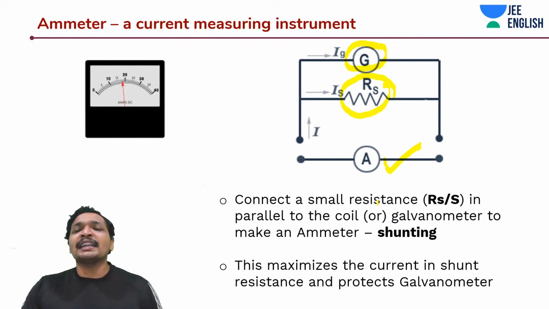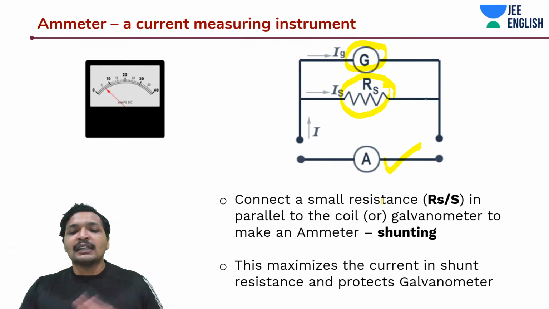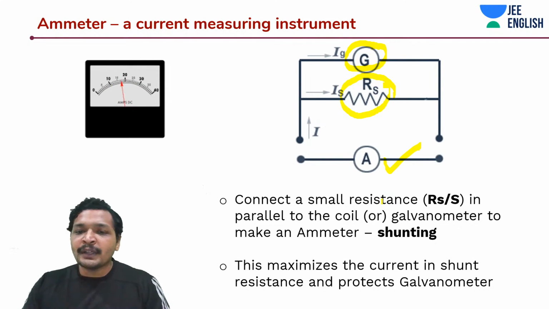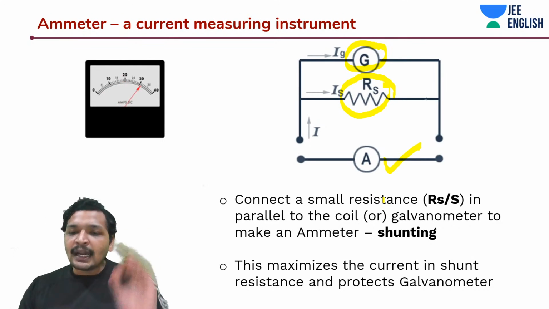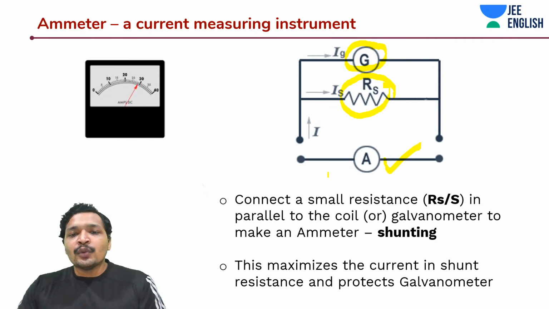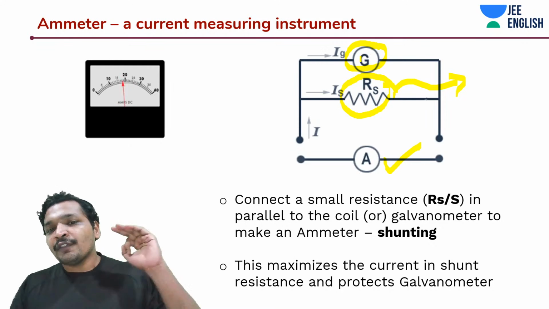Or they're asking you what is the reading of the ammeter given a resistance of the ammeter. An ideal ammeter does not have any resistance. An ideal galvanometer does not have any resistance. An ideal voltmeter does not have any resistance. Whereas an ammeter has a resistance. Do understand that point.